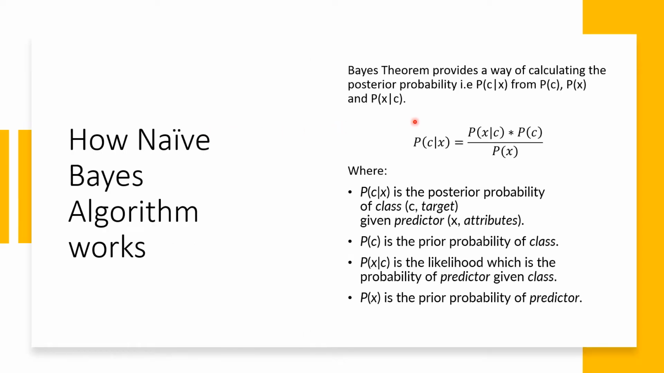So the Bayes theorem of conditional probability allows us to calculate the posterior probability using this formula. The probability of C given X will be equal to the probability of X given C multiplied by the probability of C divided by the probability of X, where the probability of C given X is the posterior probability of class or our target given the predictor X, and the probability of C is the prior probability of class, and the probability of X given C is the probability of predictor X given class, and the probability of X is the prior probability of predictor.